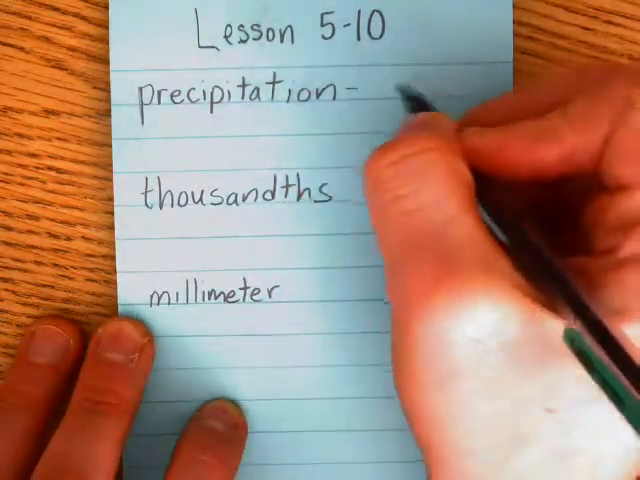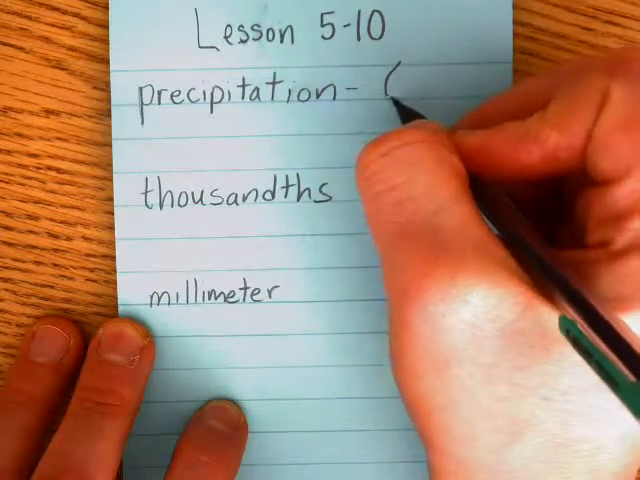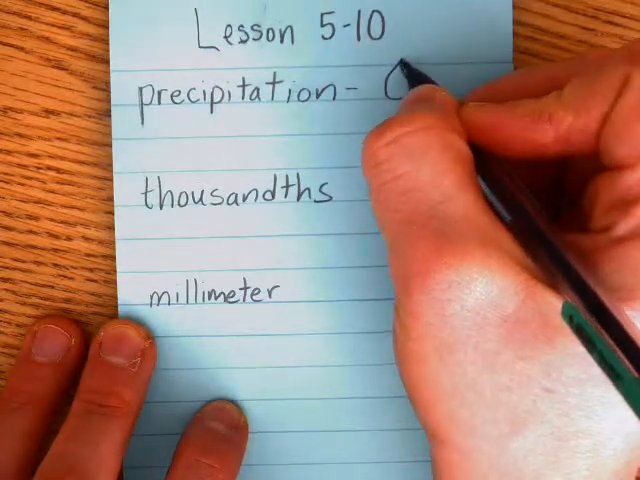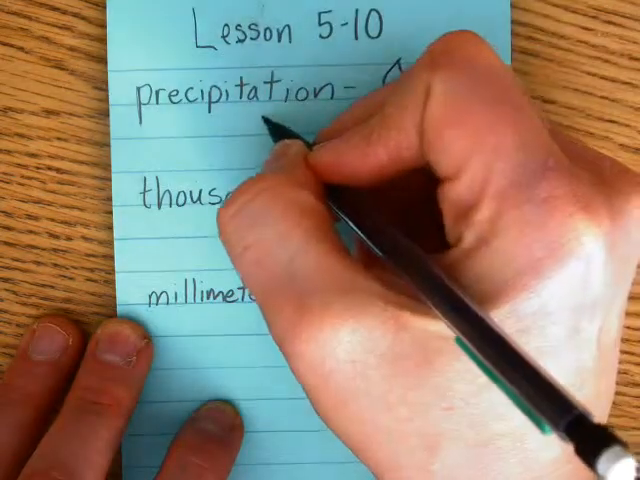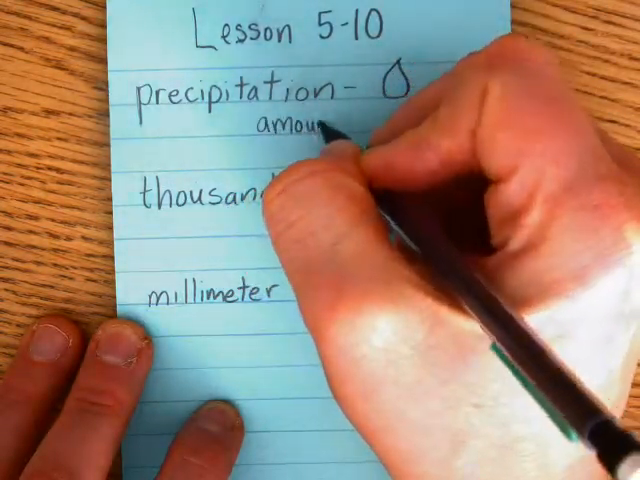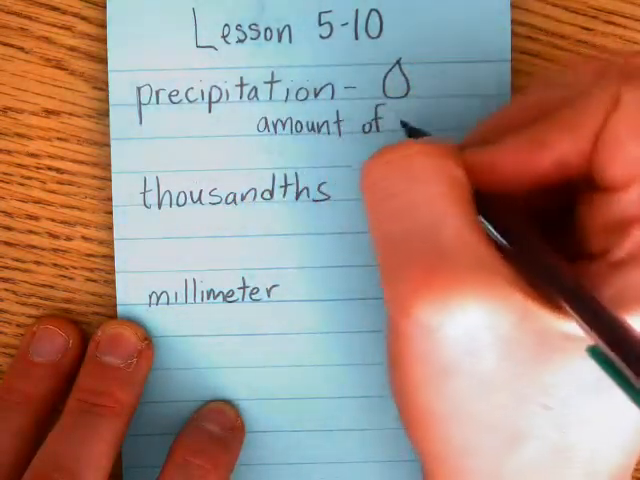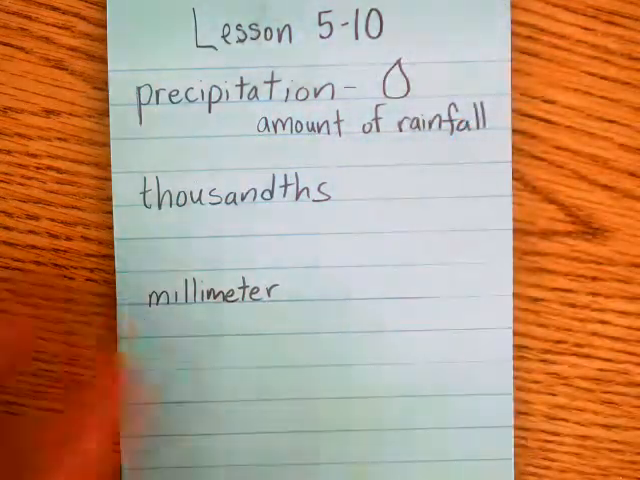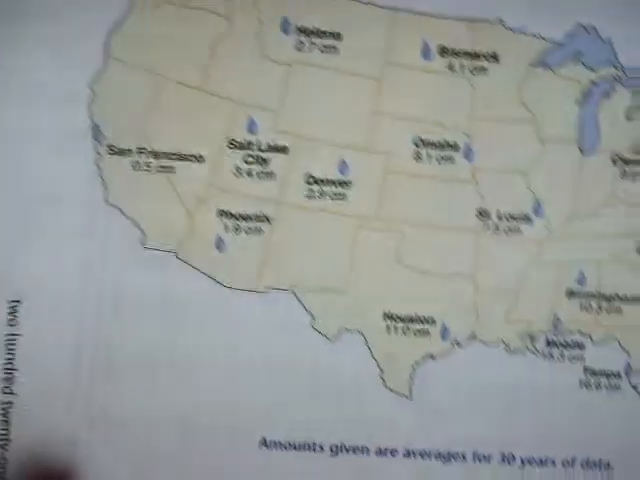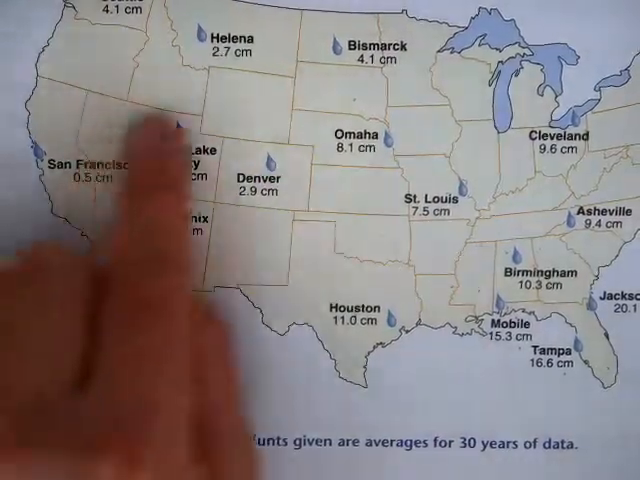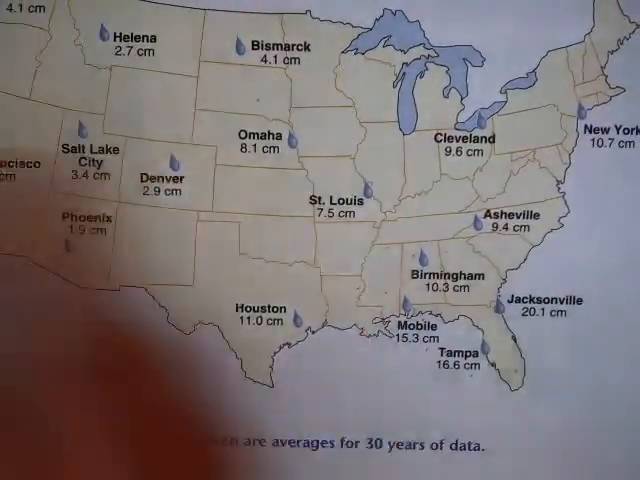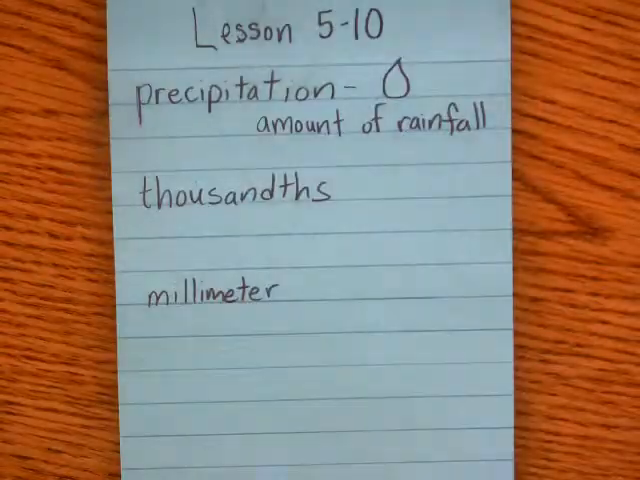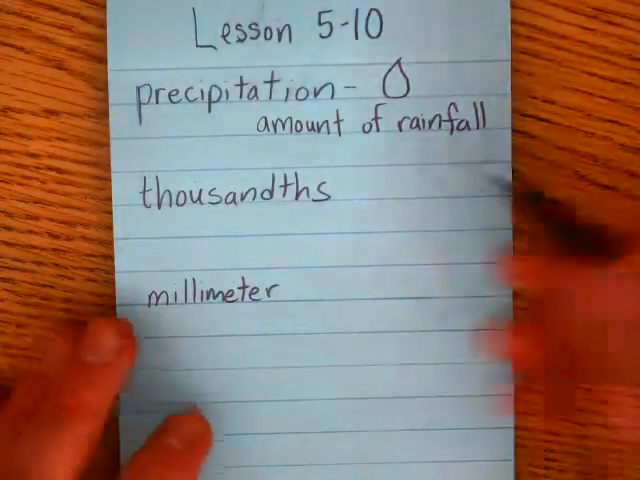We have precipitation, which means the amount of rainfall. Of course, it can also mean the amount of snow or amounts of other water that we get. But for our purposes today, it's the amount of rainfall. Also, students will be using this Everyday Math book, and you can see they're going to be looking at amounts of rainfall in different cities. So that's how precipitation is used.